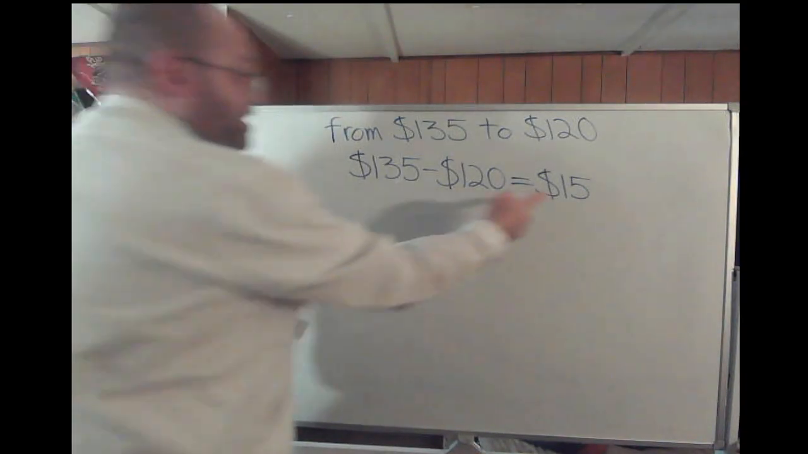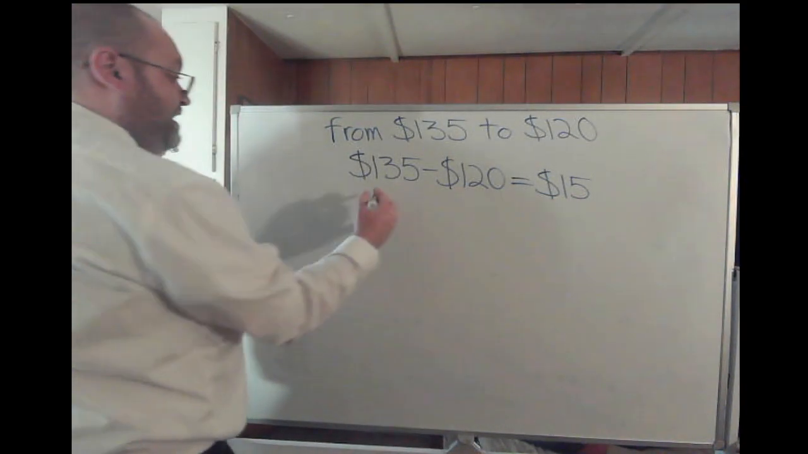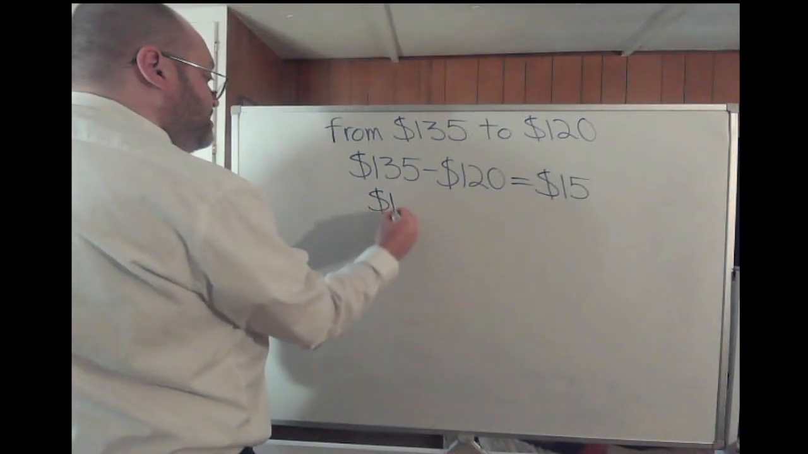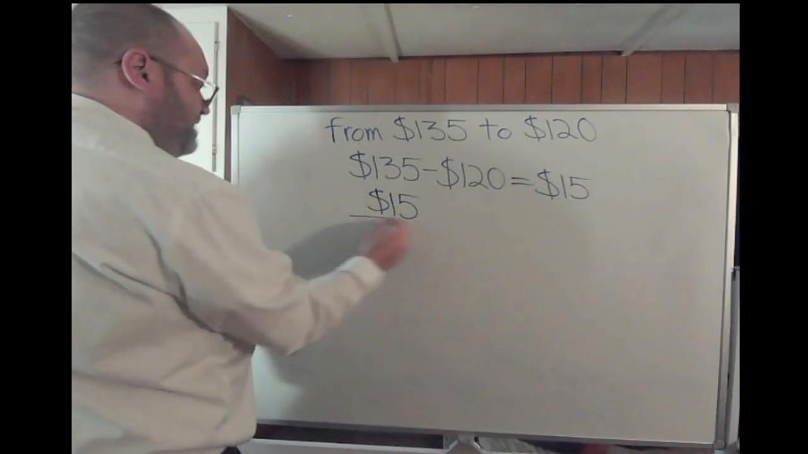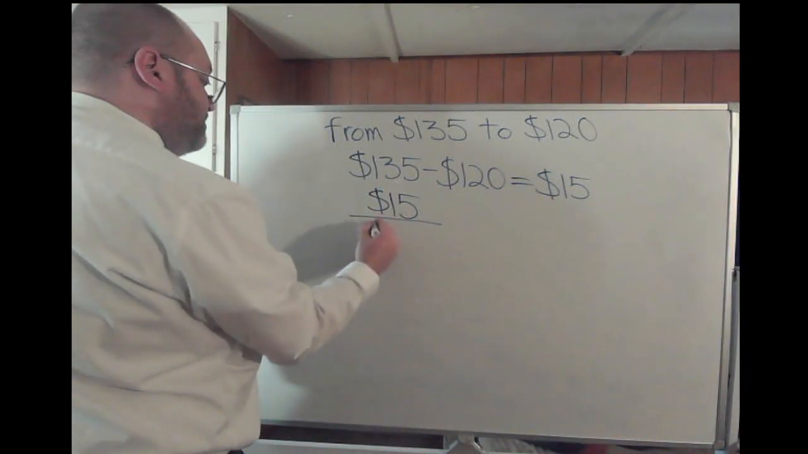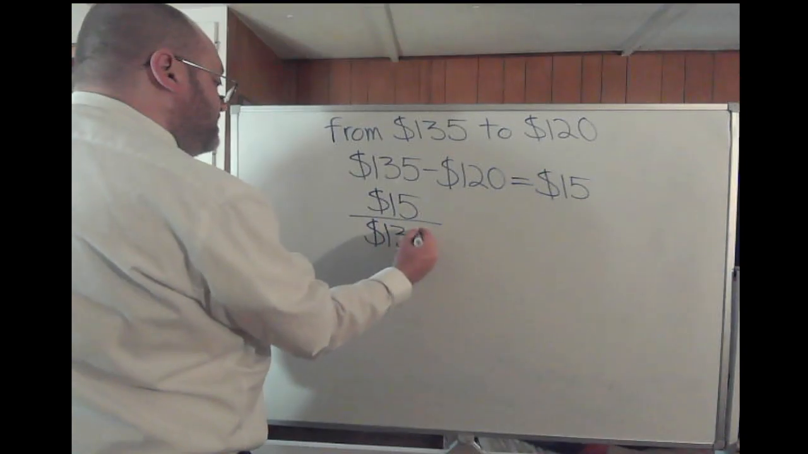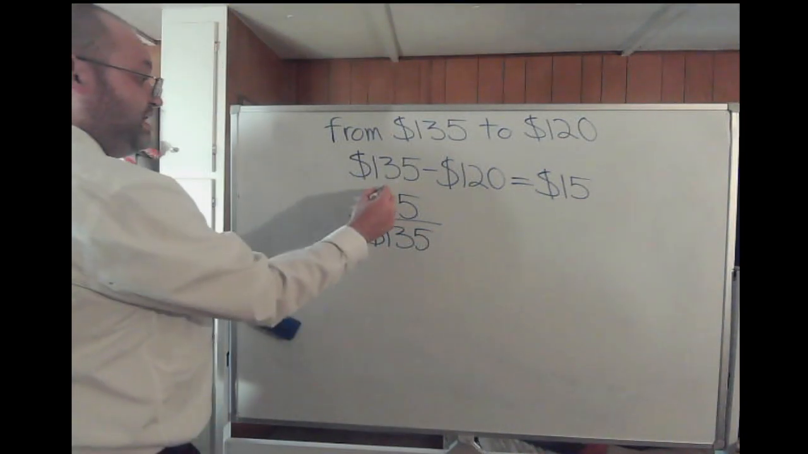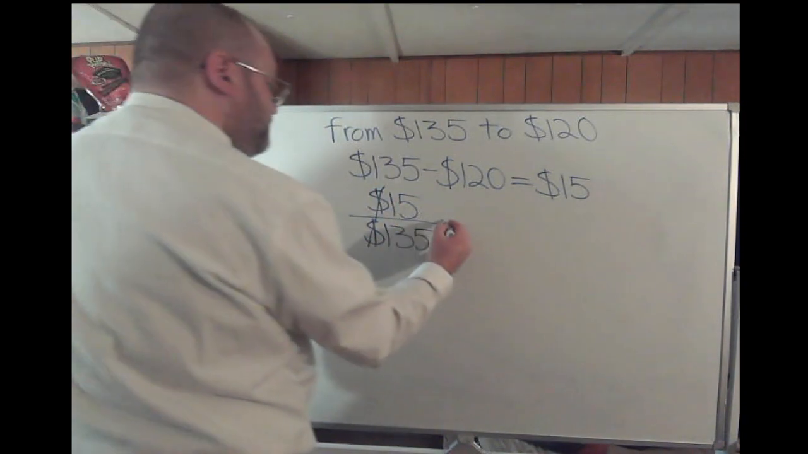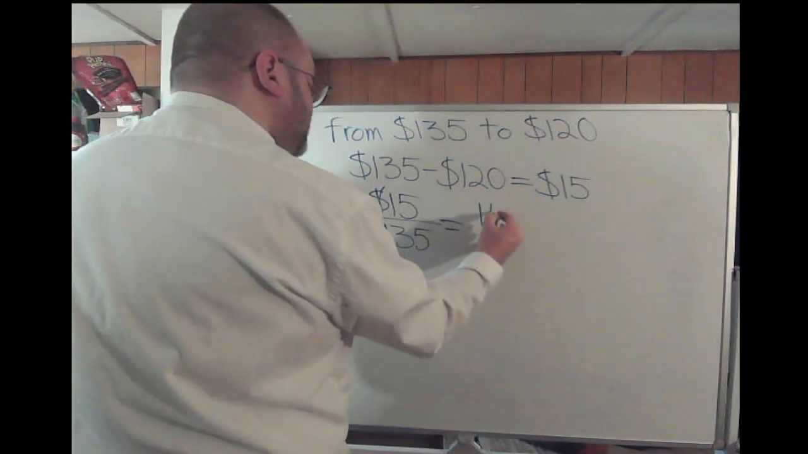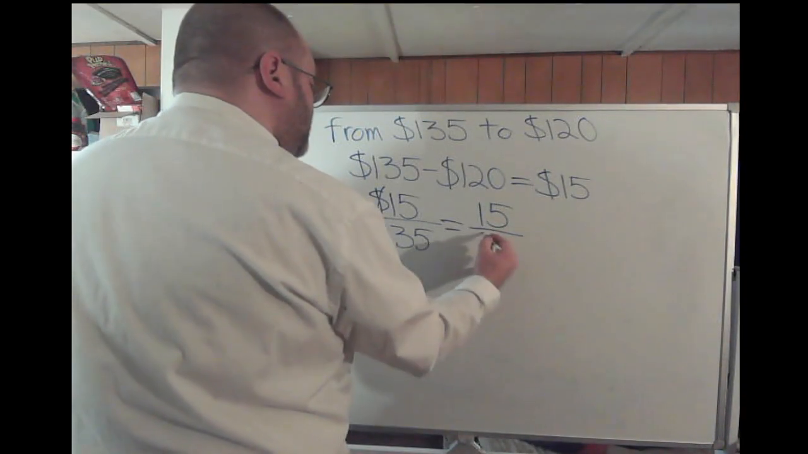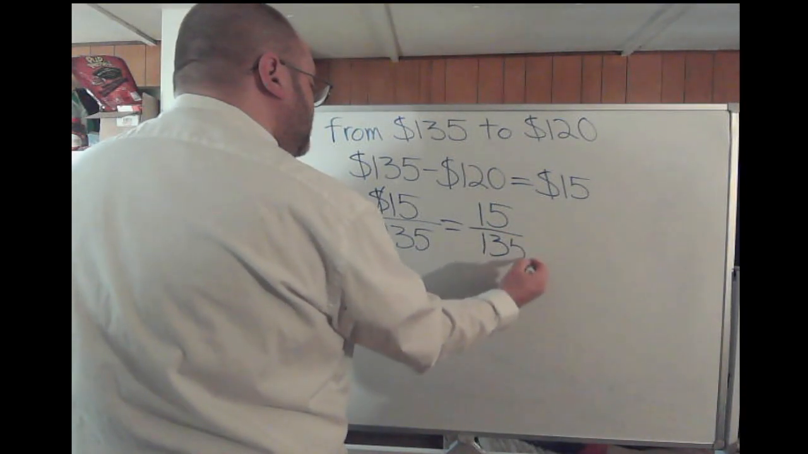Now that you got your change in dollars, you're going to take that amount of change and divide that by the original value of 135, which we know the dollar signs will cancel out. You're left with 15 over 135.